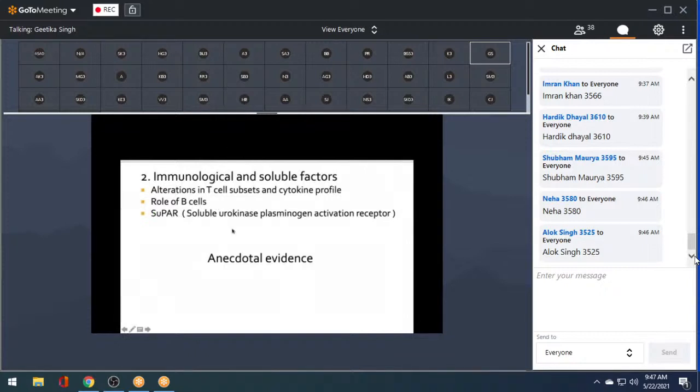So what is the cause there? Frankly, we don't know. We suspect that there are immunological and soluble factors. I think Dr. Shometa also touched upon this yesterday, that there are alterations in T cell subsets and cytokine profile. There's some role of B cells. And there was one marker which came out, which was called SUPAR, which is soluble urokinase plasminogen activation receptor. But SUPAR has not survived as a biomarker or as a causative agent for this injury to the podocytes.